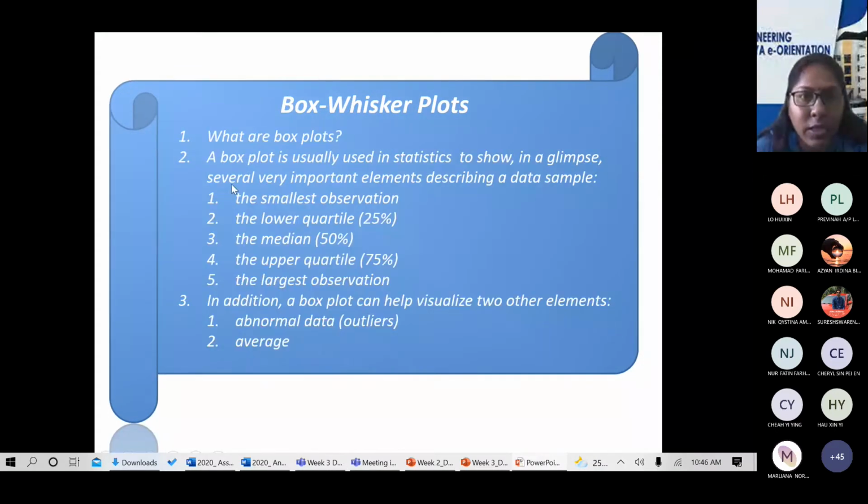Okay, so box plot gives you all this information in a glimpse. In one glimpse, you'll be able to see the minimum value, maximum value, and all the quartiles: median, 25% and 75%. And if you have outliers, you can also see them. And then it gives you an average as well. This is median. Median is a middle point. Average is the mean value.